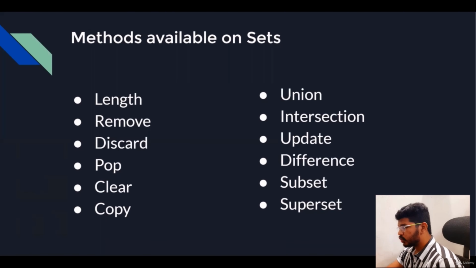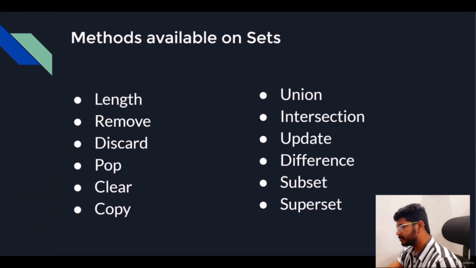Union is something like join. We can join two sets. Intersection gives the common elements in both the sets. We can also update the items of one set into another set. We can also find the difference between two sets, like the elements present in set 1 which are not present in set 2 are printed when we print this difference. We can also find subset and superset, like whether set 1 is a subset of set 2 or set 1 is a superset of set 2. We also have these methods on sets.